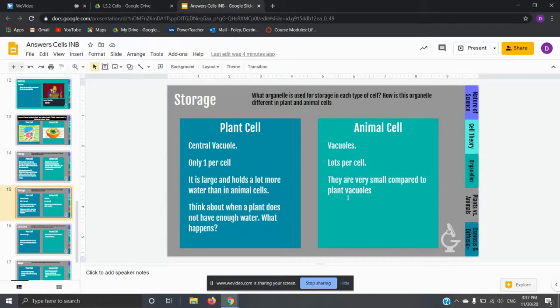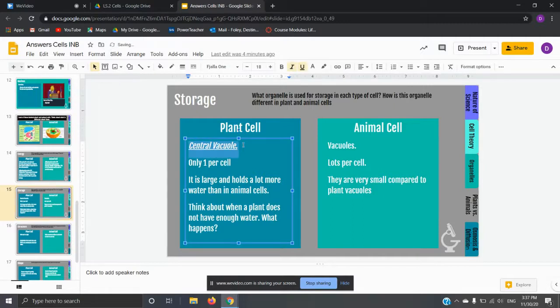Let's go on to slide 15. Storage. How do these different cells store things? So as you saw on slide 13, the plant cell has a large central vacuole. You need to know what a central vacuole is. This is an important word that you know.